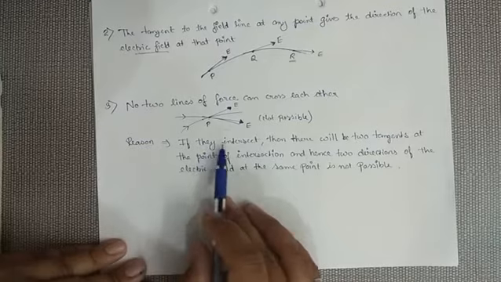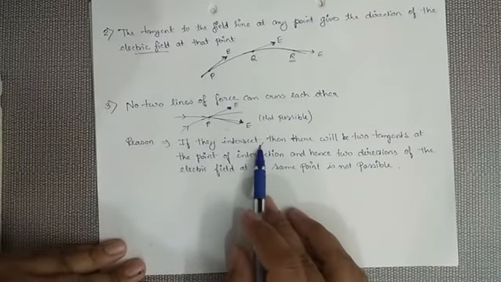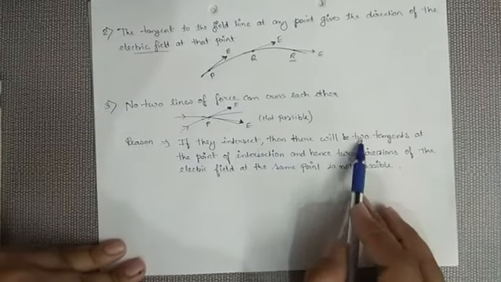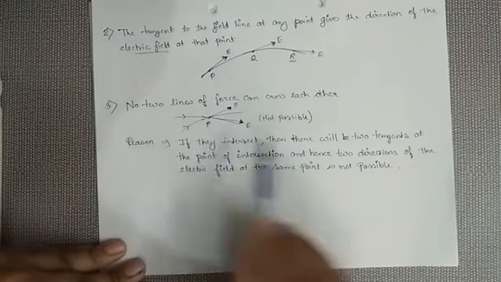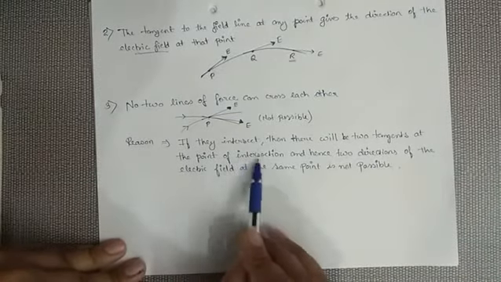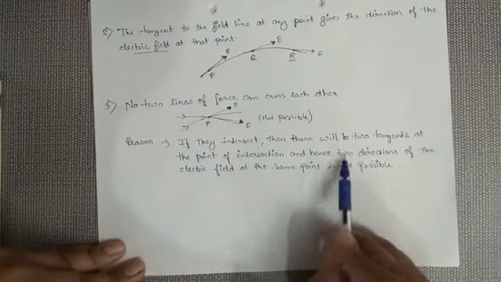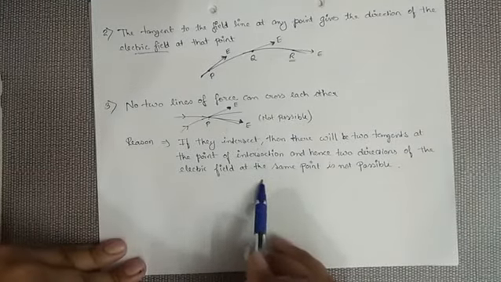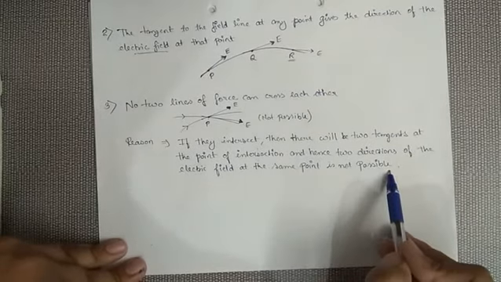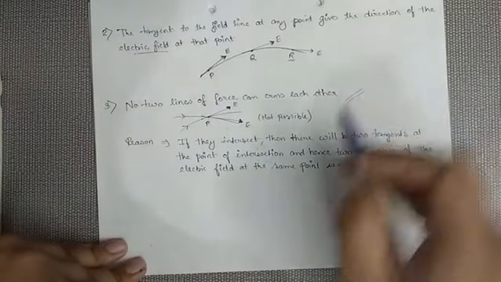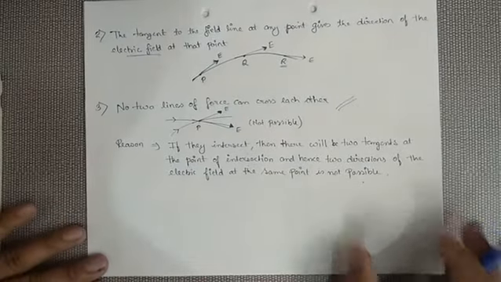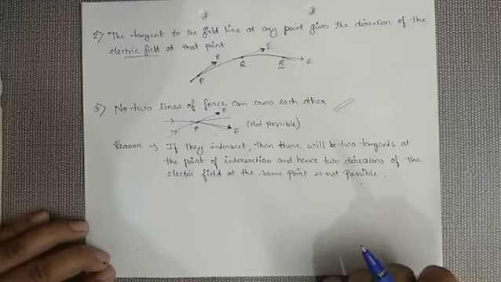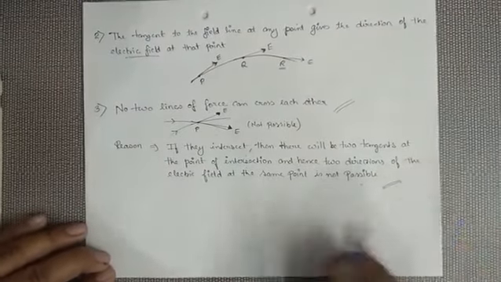If these lines intersect, which is not possible, then there will be two tangents, as we can see. Two tangents can be drawn at the point of intersection, and hence there will be two directions of the field at the same point, which is physically not possible. So we say that two lines never intersect each other. Questions can be asked: do two lines intersect each other? If not, then why? Explain the reason. Then you can state this reason.